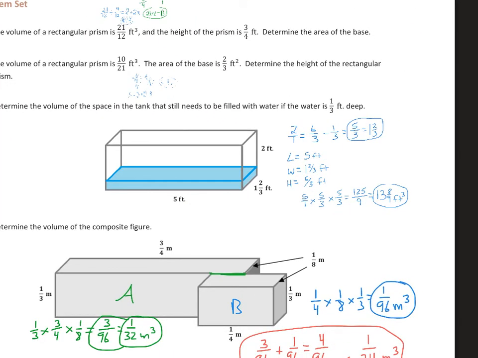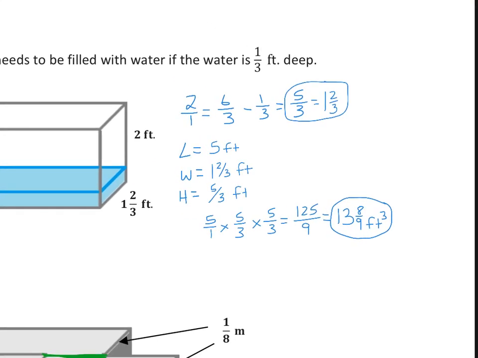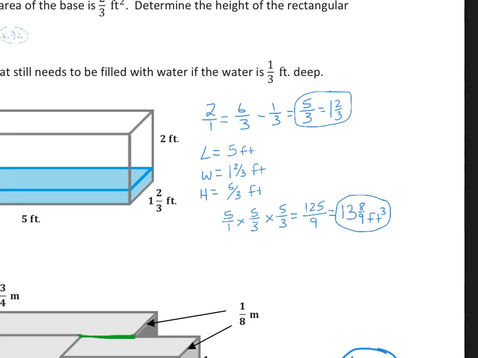Now the tank, I did it the simple way in my mind. I just found the height of the missing space, right, that needs to be filled. So I took the 2 feet and I subtracted the 1/3 feet, which would be doing 6/3. 2 over 1 is 6 over 3, right? Minus 1 over 3 gives you 5/3. So we have 1 2/3 or 5/3 feet to fill as the height, and that's why I wrote that here.